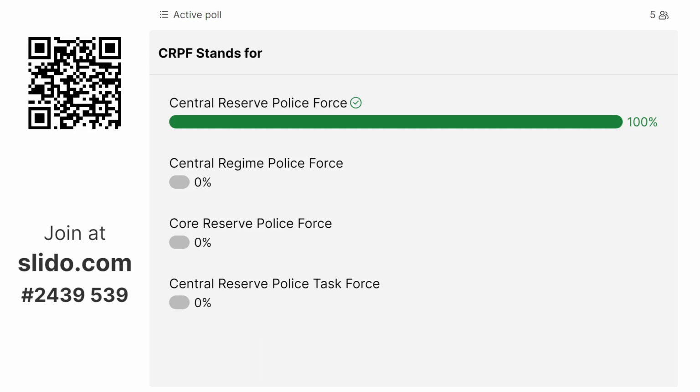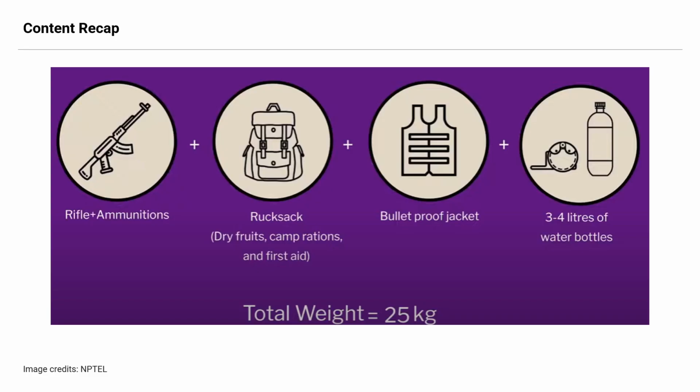So those who have just voted, you can keep your screens on that mode, because in the same screen the question will change whenever the question is put on live in my screen. So you don't need to scan it again and again, right? Let's proceed with our content recap.